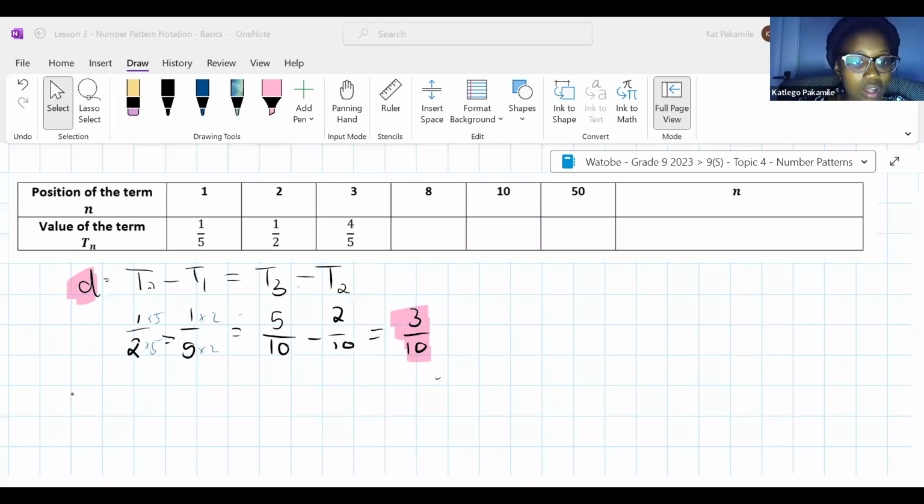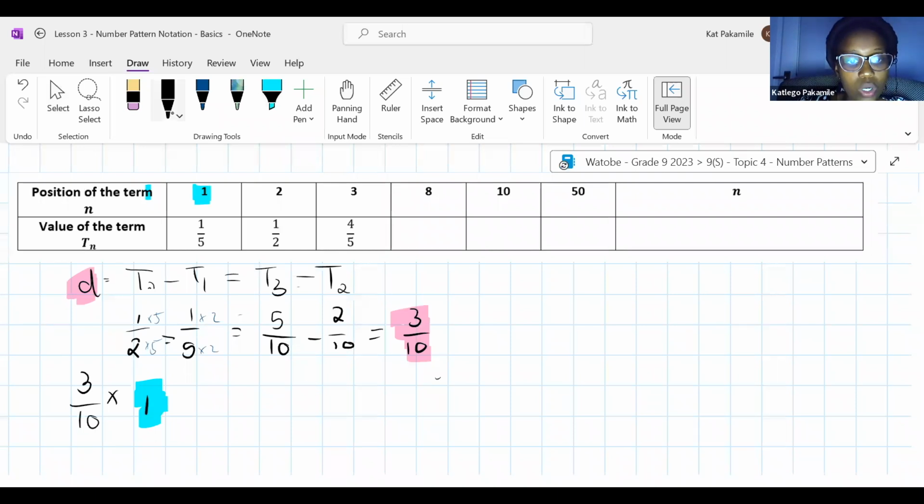So it's going to be 3 over 10. And because we like testing our answers with position 1, we're going to say times 1, right? And the answer that we want is 1 over 5, or otherwise 2 over 10. Okay, so I suggest you put all of these in the same LCD so that you can compare them.